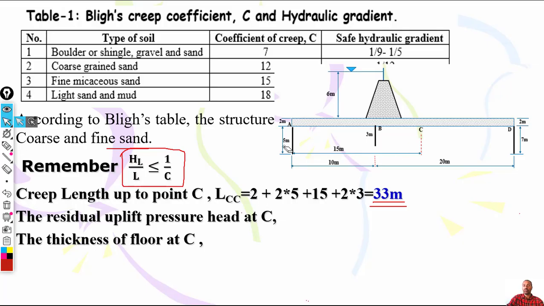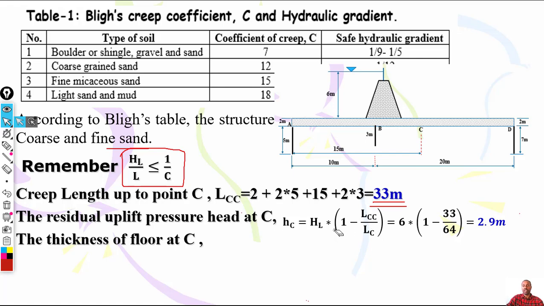You have two thickness of floor. Then 2 times 5 it will go. Then you have 10 meter. Then 15 meter. This is from here up to here, 15 meter plus 2 times 3, 33. Then the residual head will be like this.